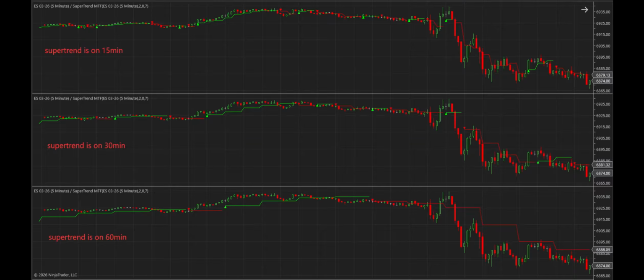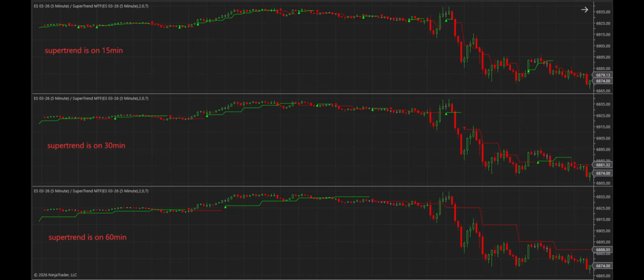Advantages of the MTF SuperTrend approach. Maintains higher time frame awareness without switching charts. Filters false signals common on lower time frames. Provides objective, rule-based trend confirmation. Serves simultaneously as trend filter, entry guide, and dynamic stop. This makes it particularly effective in strong directional markets such as index futures during institutional flows or macro-driven sessions.